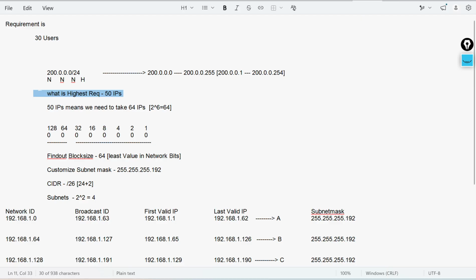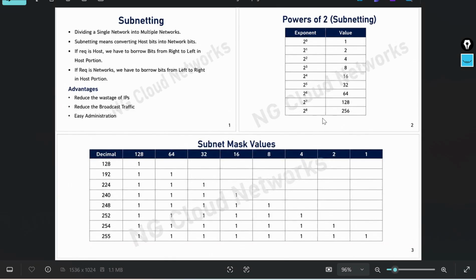30 IPs means how many bits we need to borrow? See here, it is very important. 30 means what is the nearest value? The nearest value is 32. So we should take 32, or you can also take more than 32, you can also take 64. But to meet 30, we need to take 32 IPs.